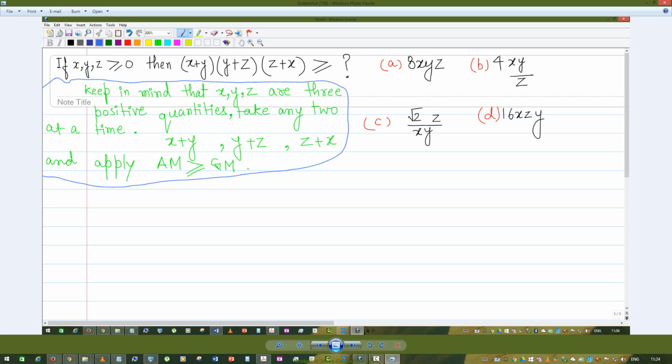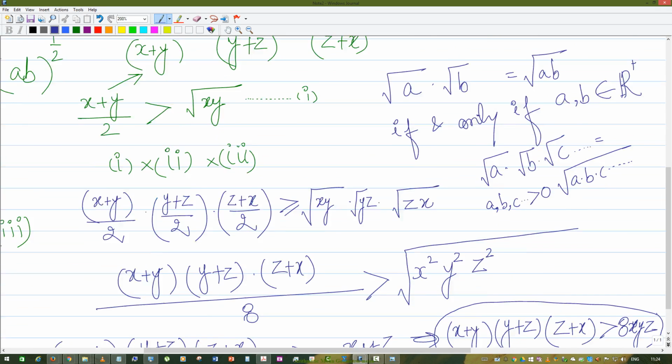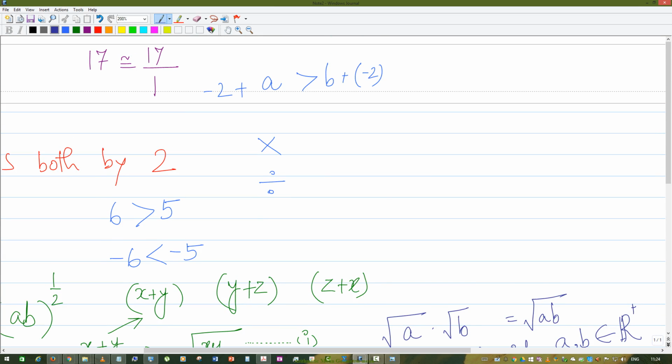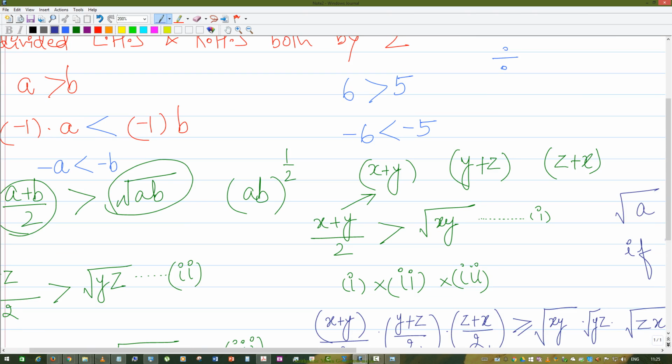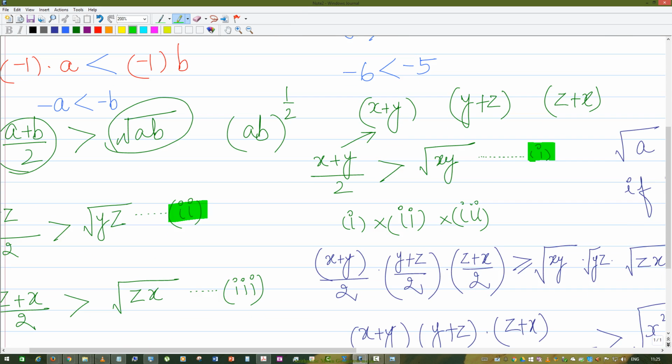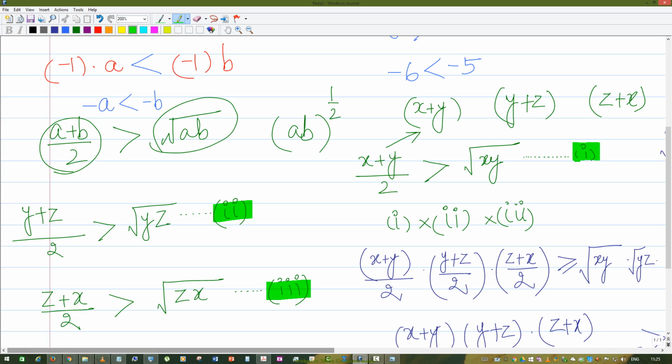The only time when equality will be satisfied, that is, the LHS and RHS will be equal, is when x is equal to y is equal to z. And keep in mind that these three quantities are strictly greater than 0, they are positive real numbers. What we have done is just apply AM is greater than GM on the three quantities. We formed three equations, equation number 1, 2 and 3, and we multiplied equations 1, 2 and 3.